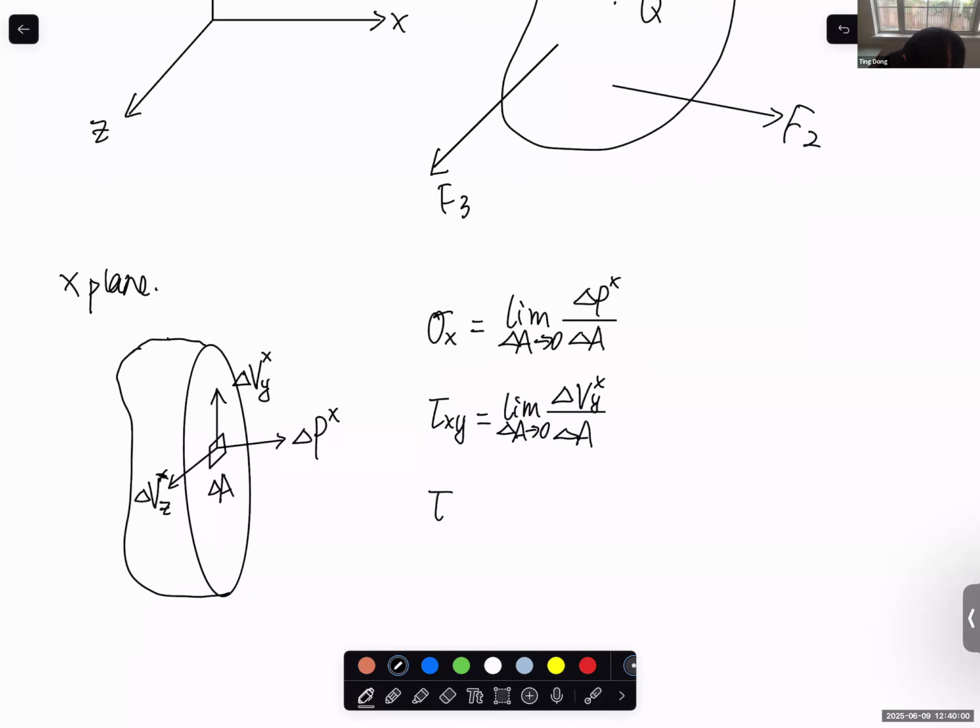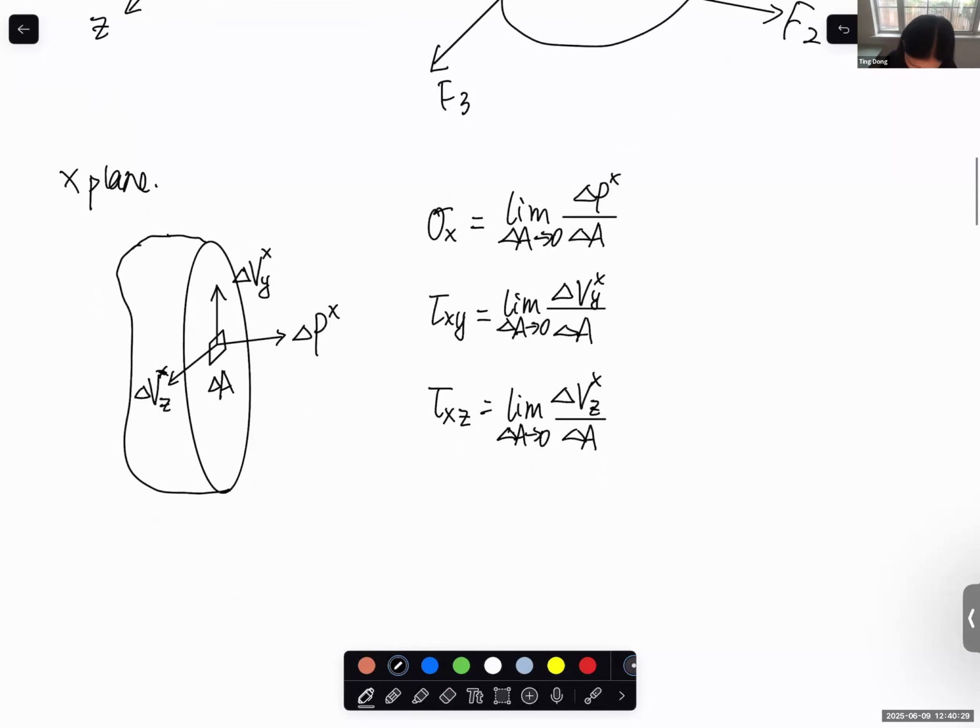And we have, similarly, tau xz. So it's delta shear force on the x plane in the z direction divided by delta A, the area. And when this delta A gets close to 0, it becomes the shear stress, tau xz, shear stress on the x plane in the z direction at this point.